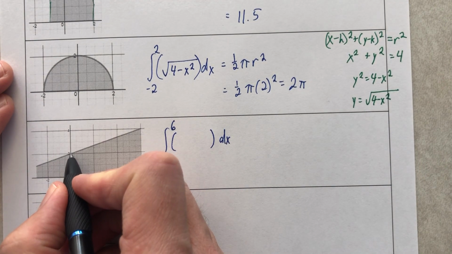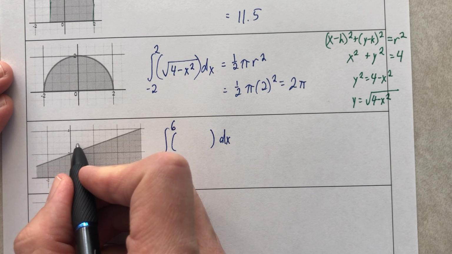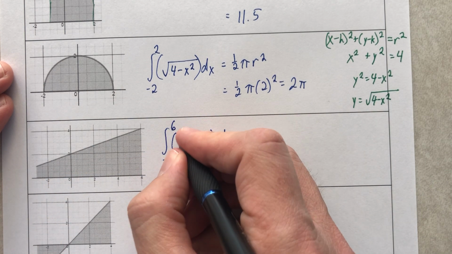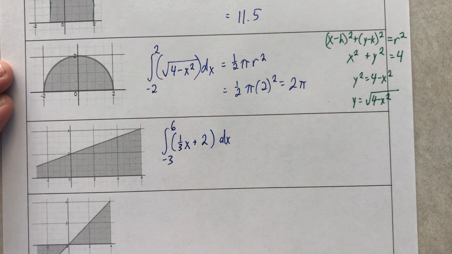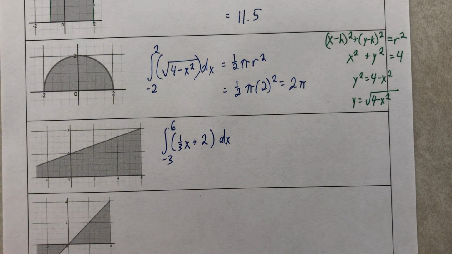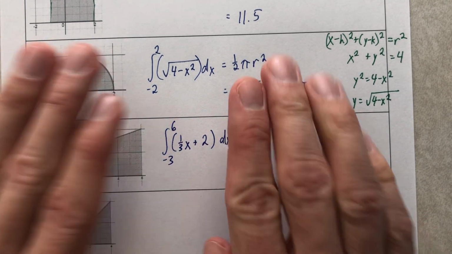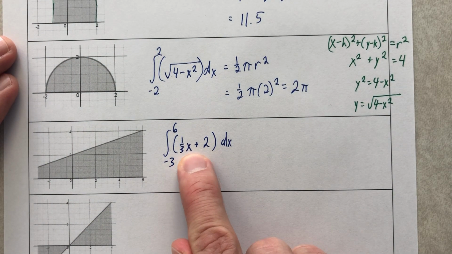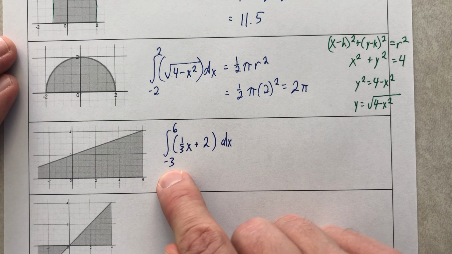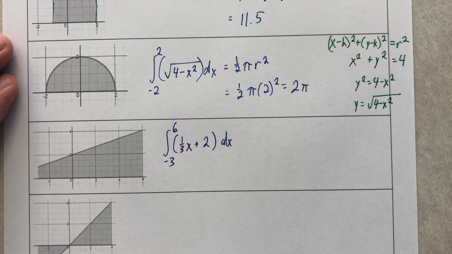So my slope is 1/3. Yes, it is. 1/3 x plus 2, where 2 is my y-intercept. That is the setup. This is the definite integral that represents that. If someone handed you this and said, represent that on the coordinate plane, you'd graph that function. You would color everything under this line between -3 and 6 on the x-axis, and it would look like this.